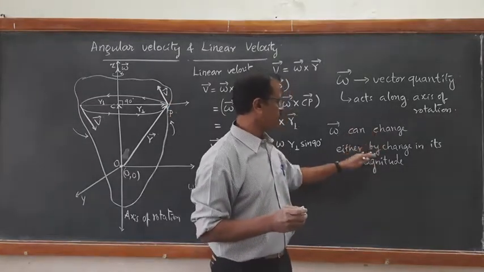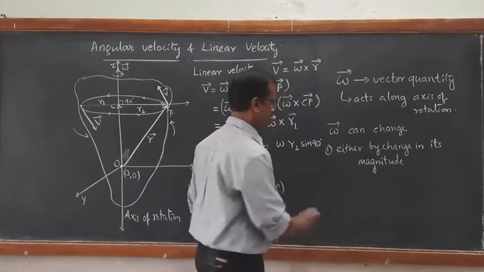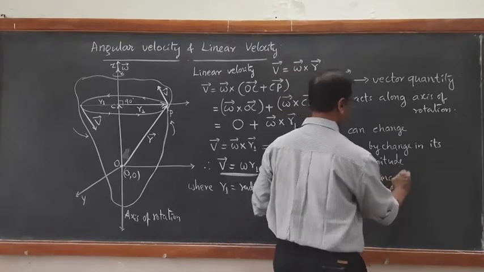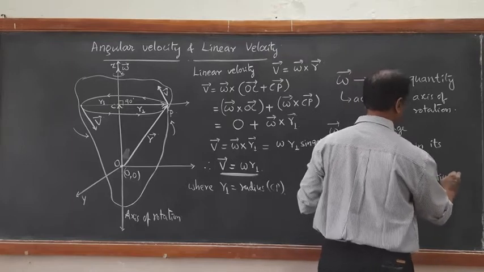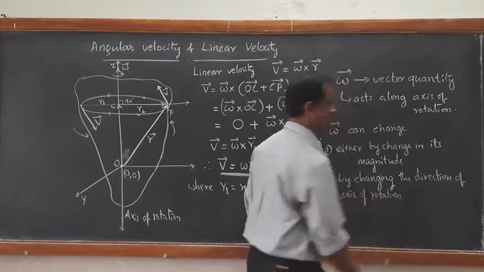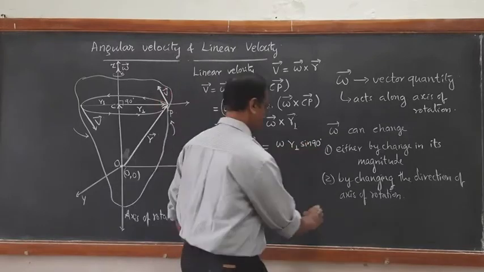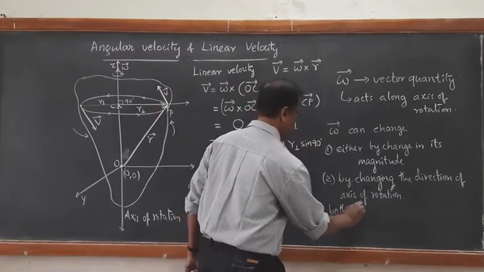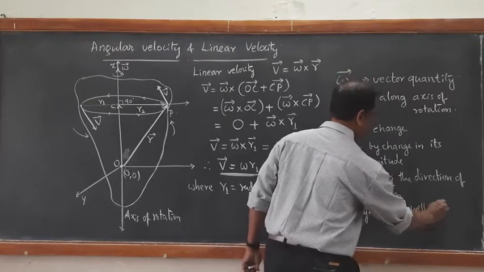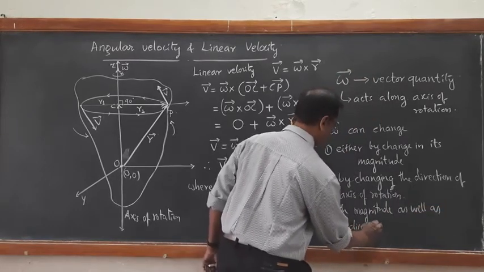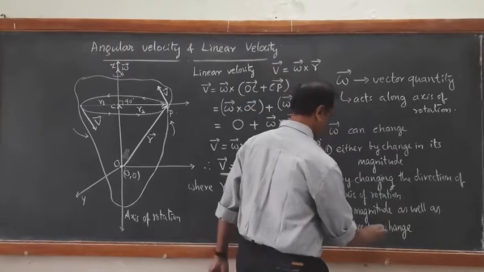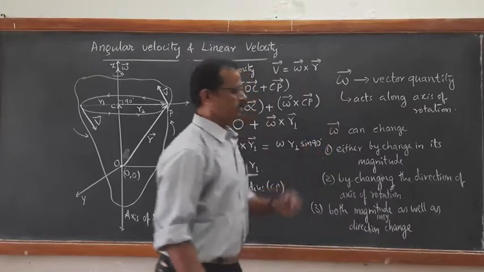So the value of omega can change either by changing magnitude or by changing the direction of the axis of rotation, or in certain cases both magnitude as well as direction may change. In this way, there is a change of angular velocity.